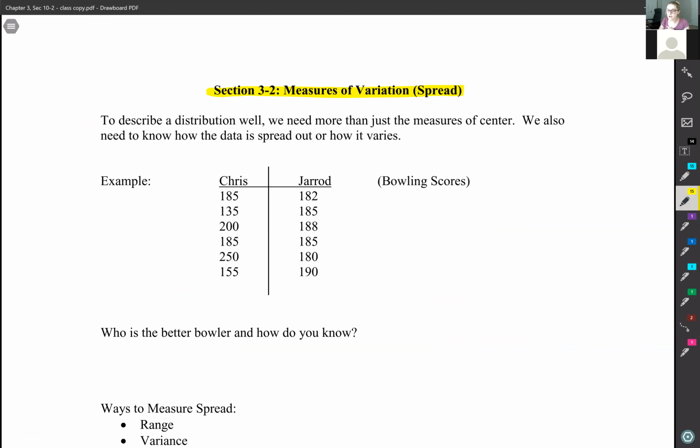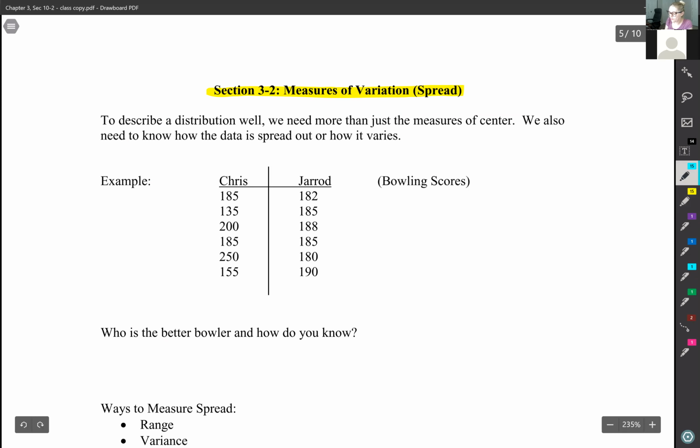So like the notes say, to describe a distribution well, we need more than just the measures of center. We also need to know how the data is spread out or how it varies. So you don't just care about maybe where the center of the data is, but you also care about how spread out the data is from the center. So let's talk about why this is important.